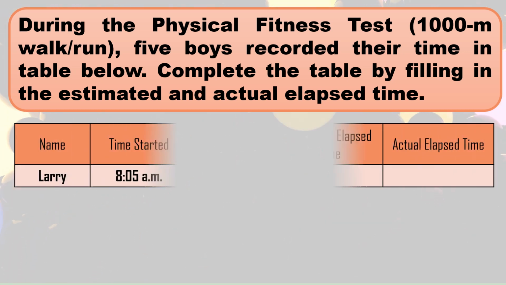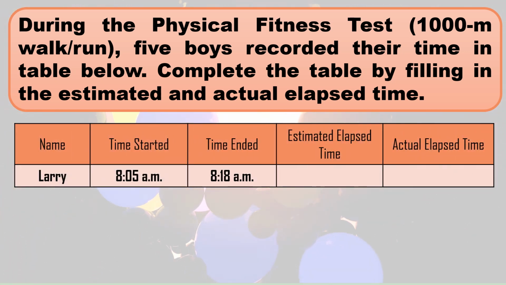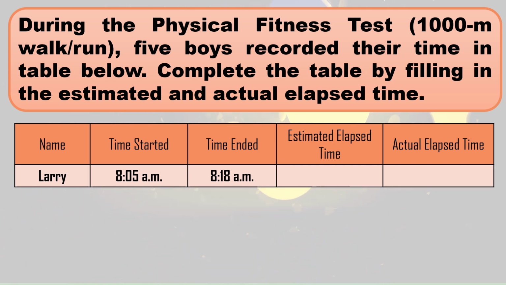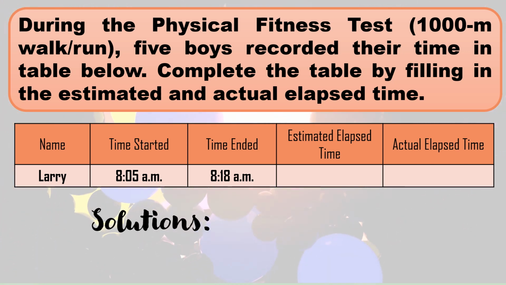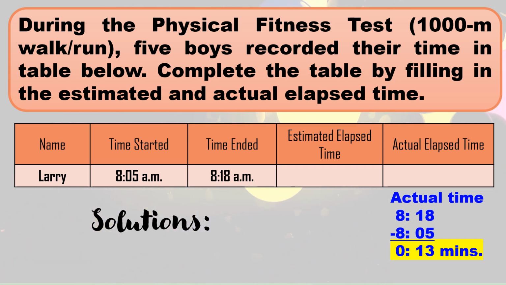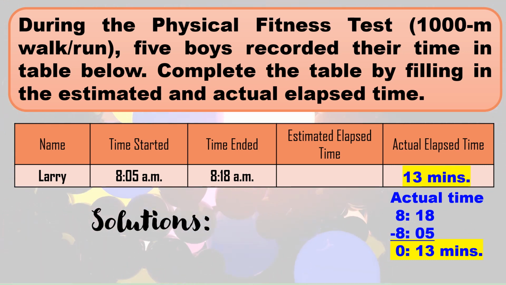The third person is Larry. Larry started the time 8:05 a.m. and ended the time at 8:18 a.m. To get the actual elapsed time, we subtract 8:05 from 8:18, and the actual elapsed time is 13 minutes.